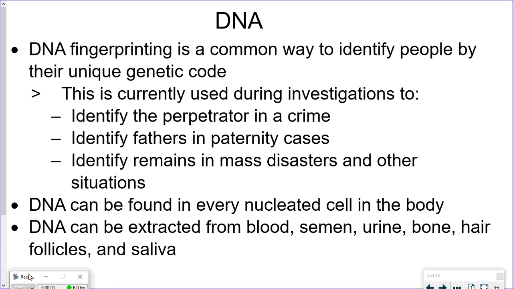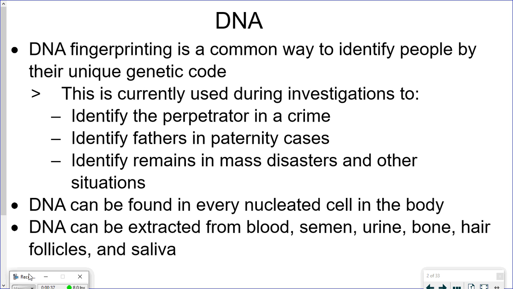Hey guys, in this video we're going to look a little bit more at DNA itself. We talked about how most of the time when we find blood at a crime scene, we initially just blood type it and don't actually look at the DNA itself. Whenever we have to dig a little bit further, we find more individualized evidence by using DNA fingerprinting. DNA fingerprinting is a common way to identify people by their unique genetic code.